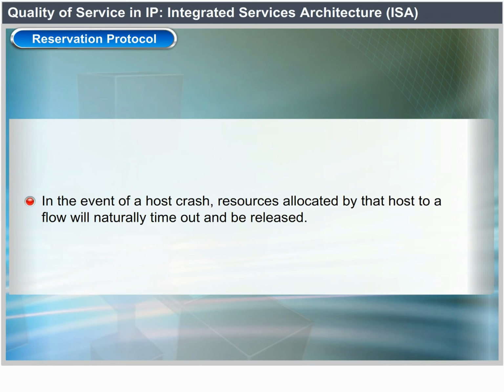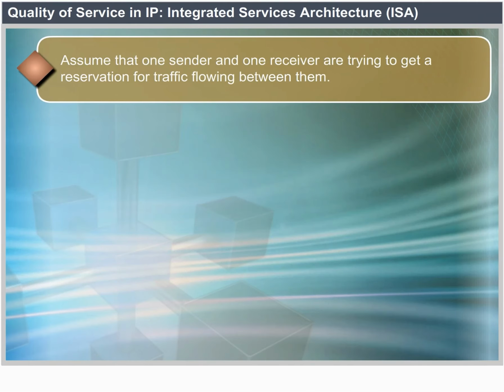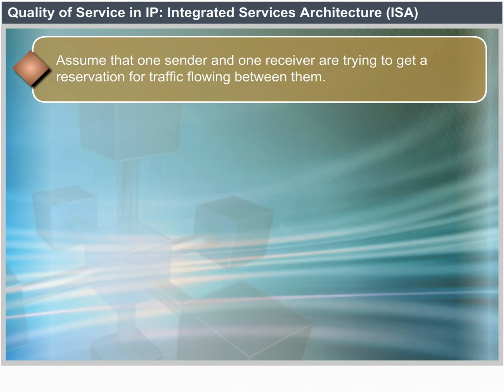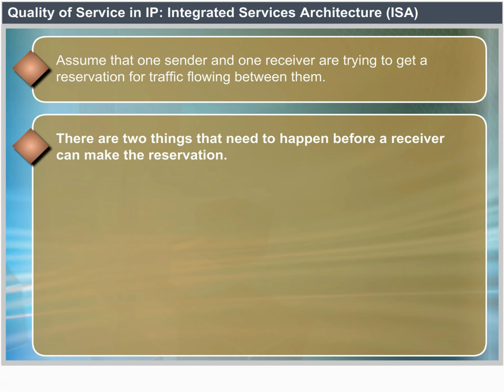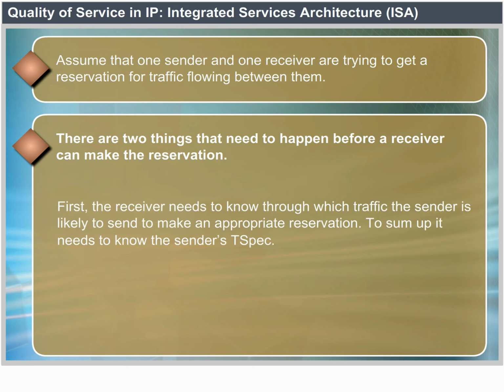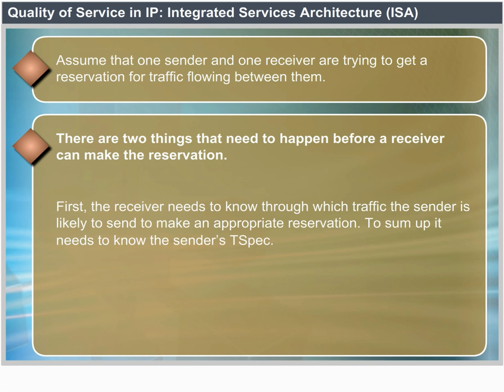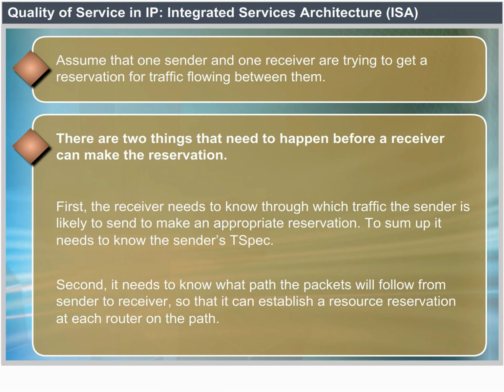Consider the case of one sender and one receiver trying to get a reservation for traffic flowing between them. There are two things that need to happen before a receiver can make the reservation. First, the receiver needs to know what traffic the sender is likely to send so that it can make an appropriate reservation. That is, it needs to know the sender's T-spec. Second, it needs to know what path the packets will follow from sender to receiver so that it can establish a resource reservation at each router on the path.